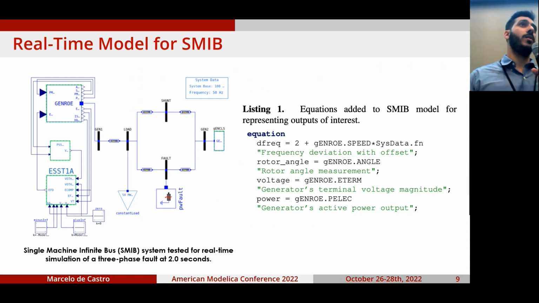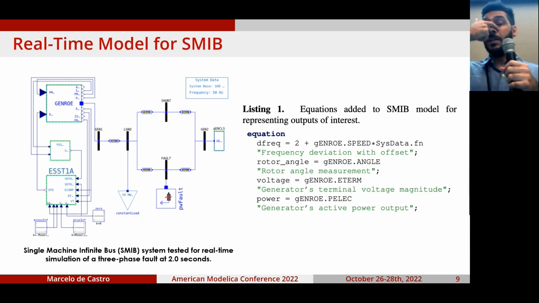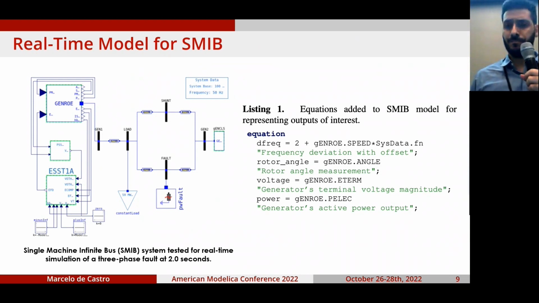And here in listing 1, you see the configuration of the outputs. You see that it's pretty simple. I just put some of the variables of the model to be output as real outputs using Modelica. This model, in terms of size, is 369 differential and algebraic equations. It's not that big at all. It's simulated for 20 seconds, and there is a fault applied at 2. And as you can see, some of the outputs we actually had to put, for example, 2 plus something.